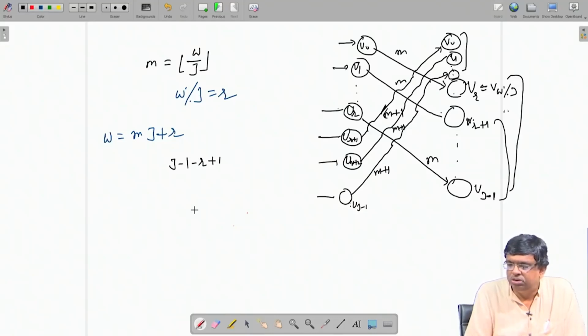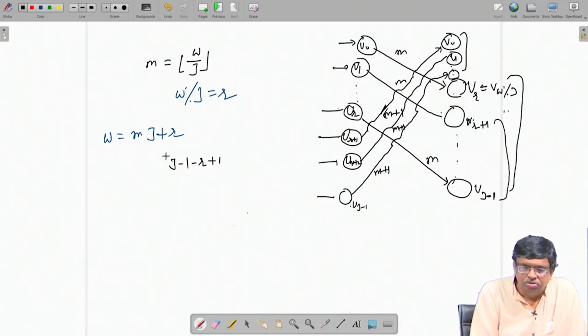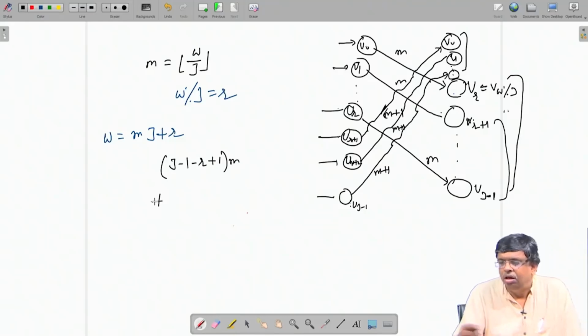So, how many such nodes here? J minus 1 minus r, this many plus 1. So, for all of them I have got delay m. So, that many m, and the remaining edges have got m plus 1 delay. How many of them? Total I have got j.